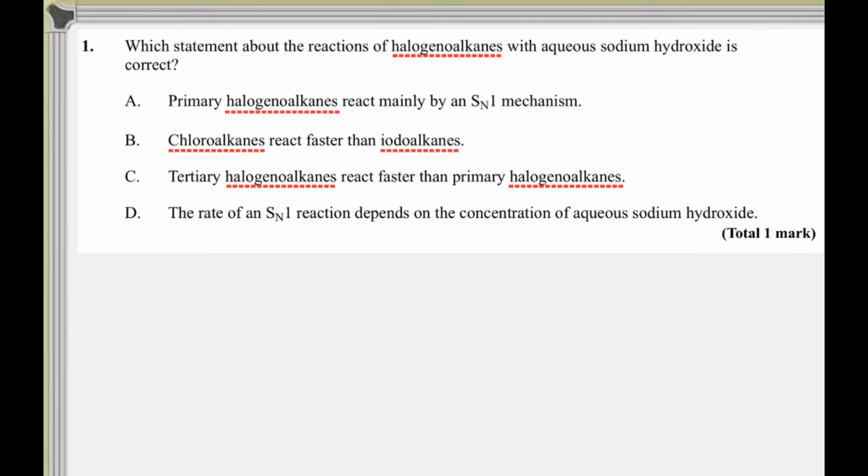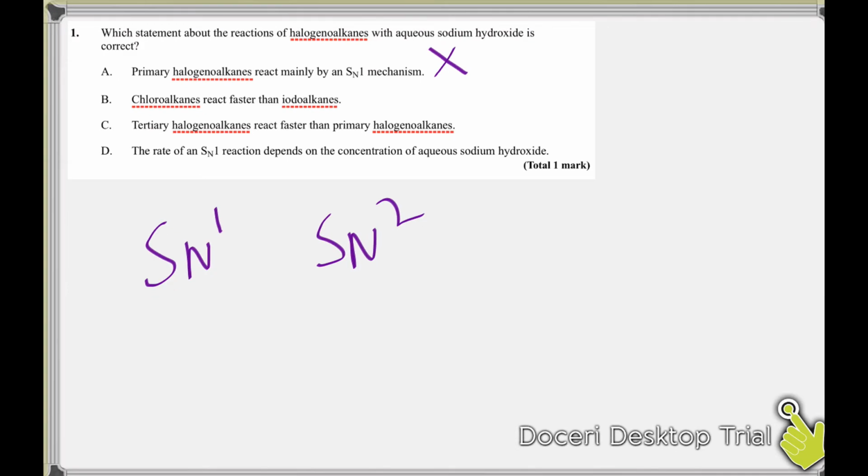Okay, so if you chose A, primary halogen alkanes react mainly by SN1 mechanism, then you're wrong. But why are you wrong? If you remember, there were SN1 and SN2 mechanisms. The SN1 mechanism was for tertiary halogen alkanes.